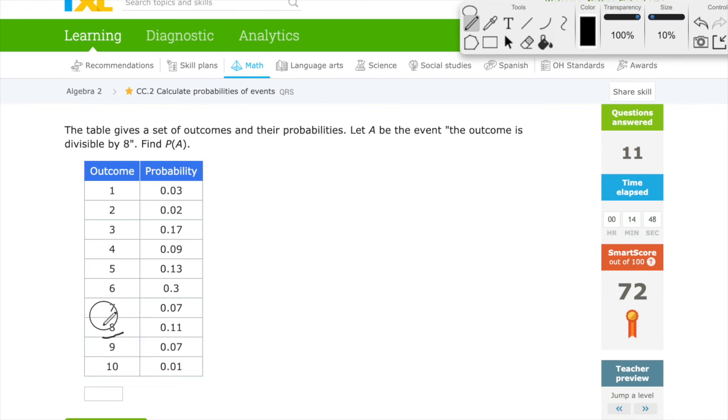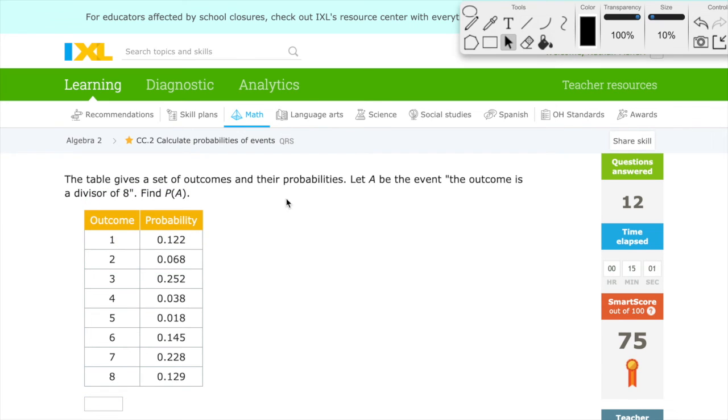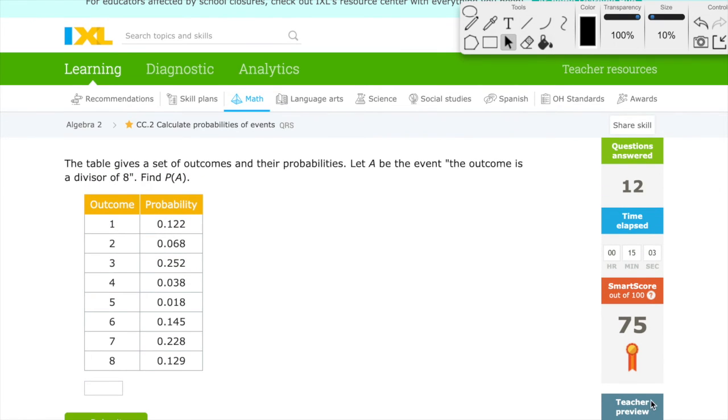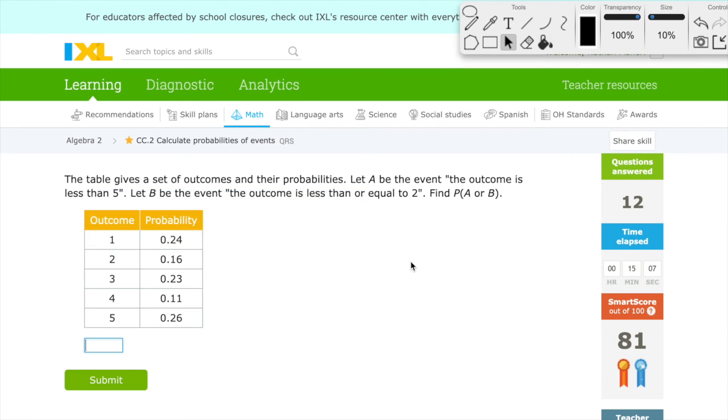8 divided by 8 is 1. 9 divided by 8 is a decimal, 10 divided by 8 is a decimal. So it's only this one right here. When you only have one option like this, you don't have to do any addition. It's just that probability. So that works out nice for us. Okay, we're past that 70 mark. Let's jump ahead and see if anything changes, just in case.